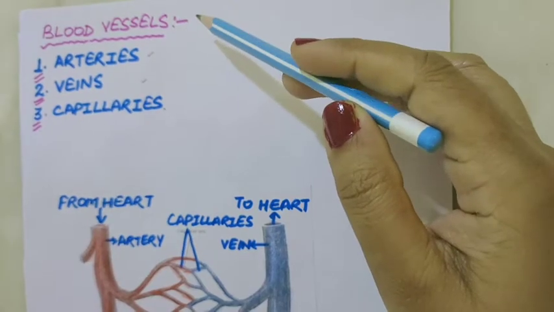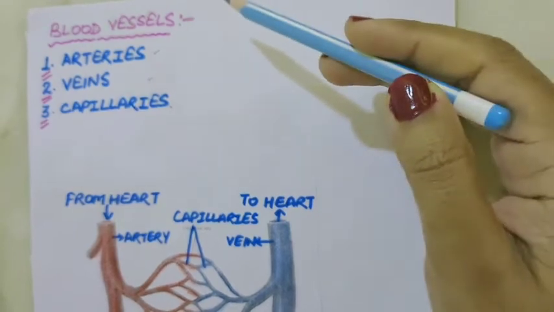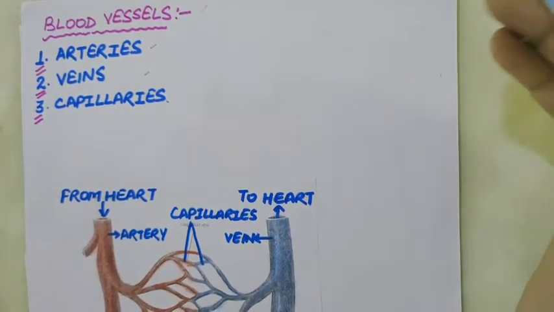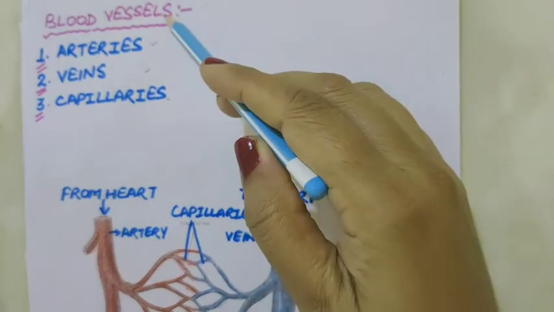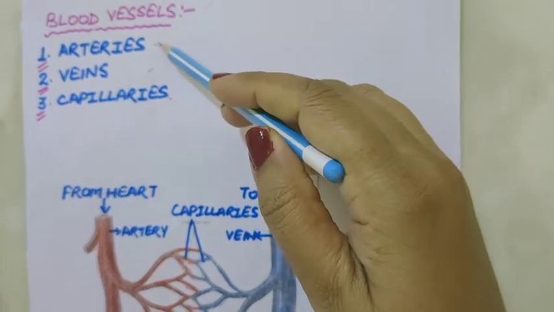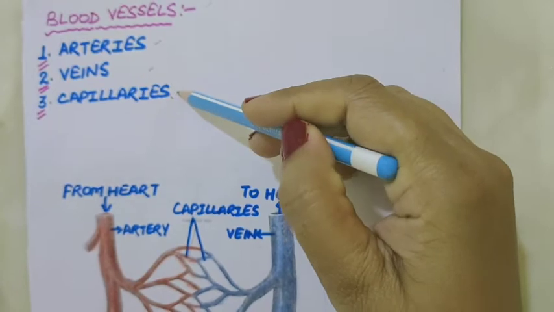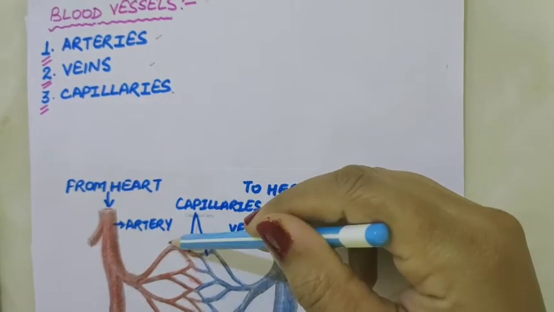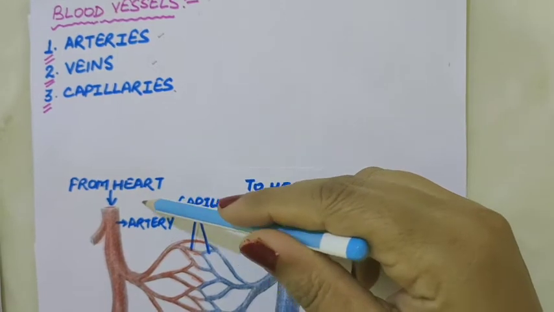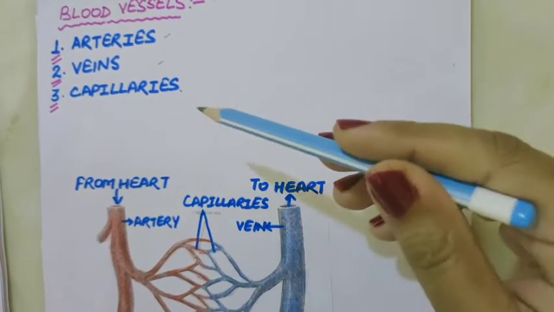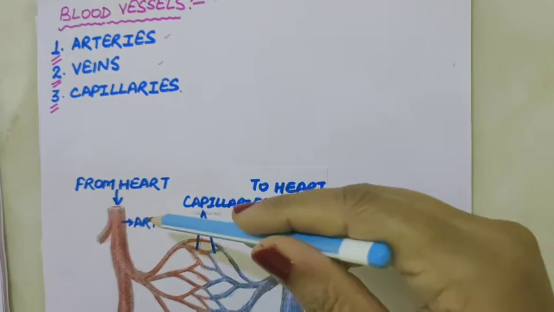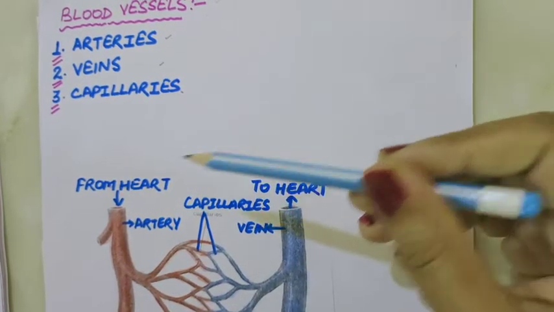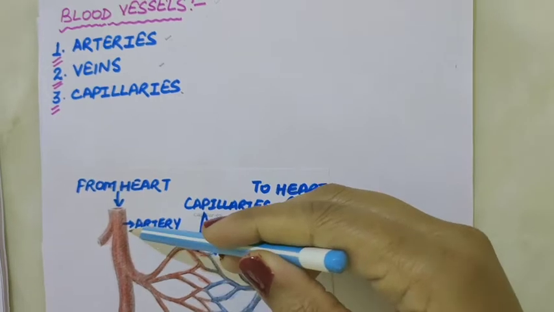The next part of the circulatory system is the blood vessels. The blood in our body moves through tube-like structures called blood vessels. And blood vessels are of three types: arteries, veins and capillaries. Arteries transport blood from the heart to different organs. They carry oxygenated blood except the pulmonary artery. They have thick muscular walls as blood flows through them with high pressure. They do not have valves.